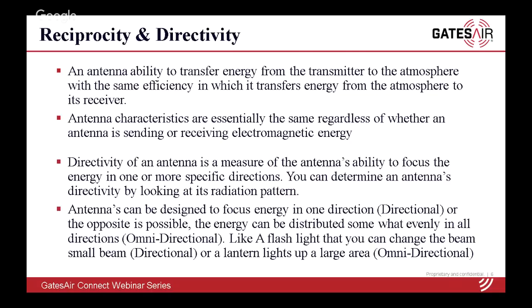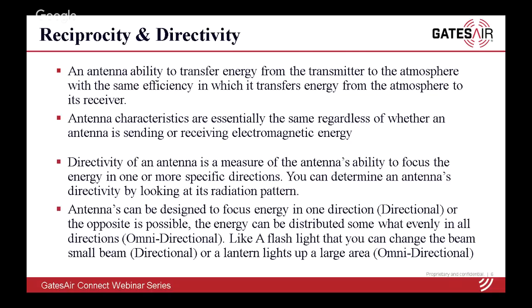The directivity of an antenna is the measure of the antenna's ability to focus energy in one or more specific directions. You can determine an antenna's directivity by looking at its radiation patterns, specifically the elevation pattern or the azimuth pattern. Antennas can be designed to focus energy in one direction, or they can be designed to focus energy in what we call omnidirectional, so all directions.